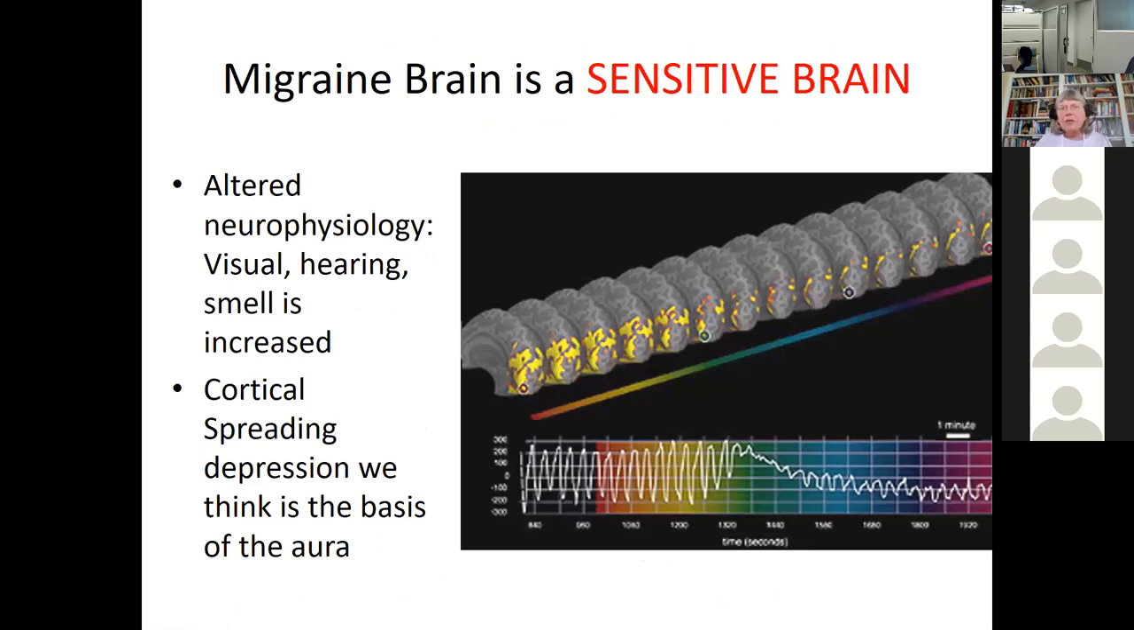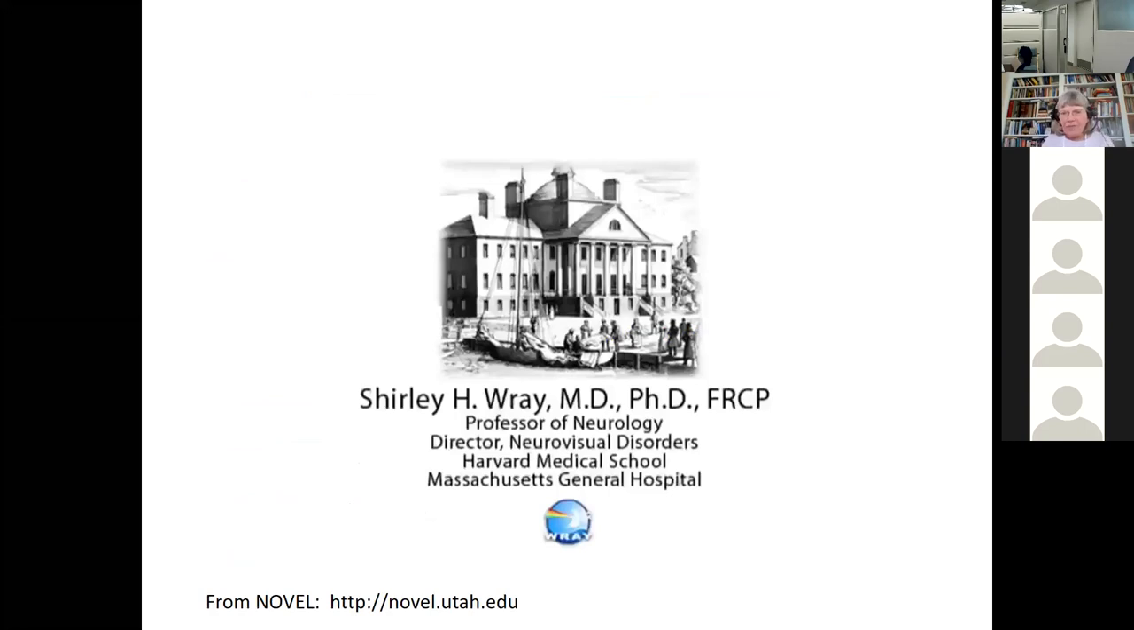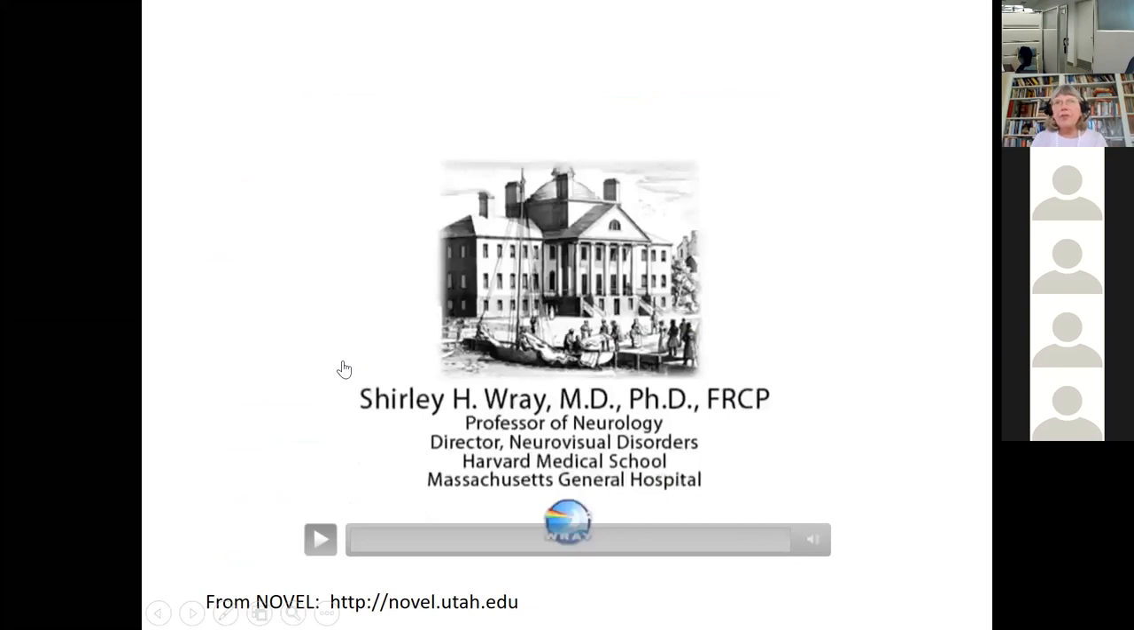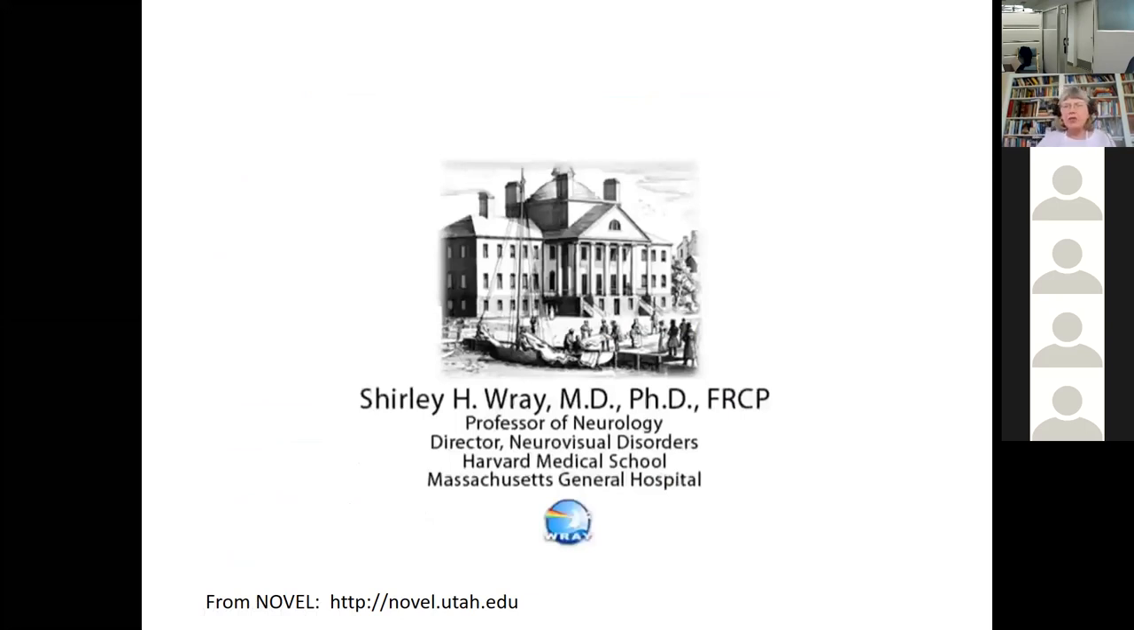Now, as I said, we think that aura is a cortical spreading depression phenomenon. And I believe this week, Dr. Brennan will be talking to you about CSD and pathophysiology of migraine. But the neurophysiology of people with migraine is different in the way they integrate sensory phenomenon. There's a wonderful video on NOVA. I'm not going to play it here because it takes too much time, but Shirley Ray has this lovely video of a person with an aura, the beginning of an aura, and then they did PET studies during the aura to see a change in blood flow. And I know Dr. Brennan will cover that when he speaks to you about pathophysiology of migraine.